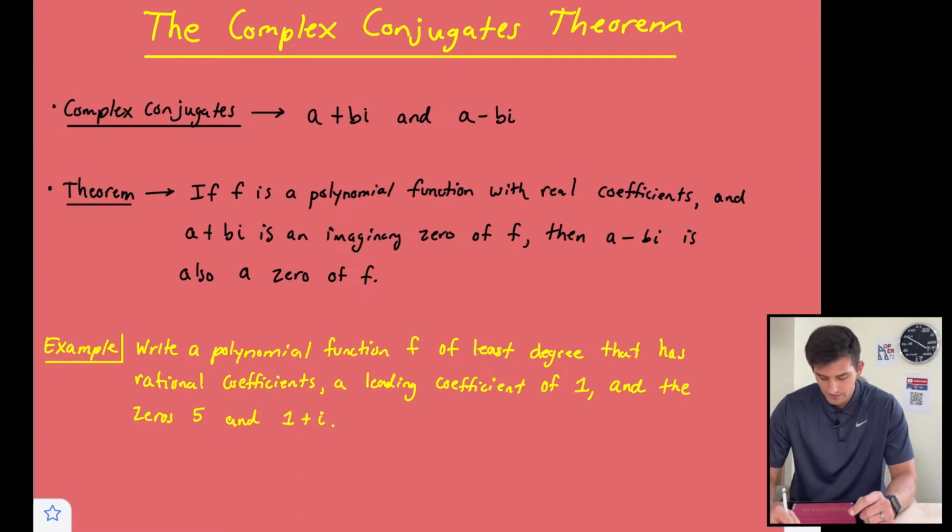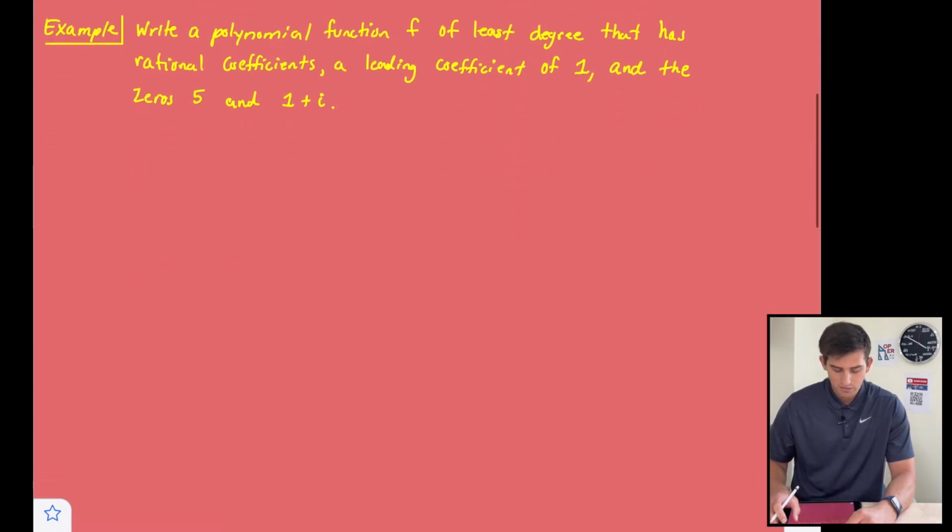It says if f is a polynomial function with real coefficients, and a plus bi is an imaginary zero of f, then a minus bi is also a zero of f. So when we're looking at a problem, like the example we're going to do in just a second, and it asks us to write a polynomial function and it gives us an imaginary zero, we know that the conjugate of that would also be a zero. Okay, so we can do this in our example right here.